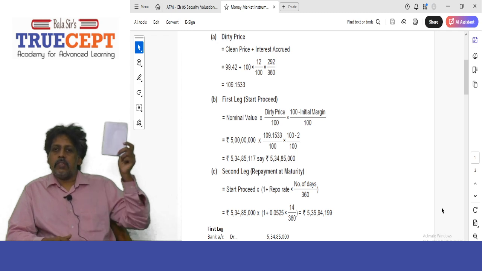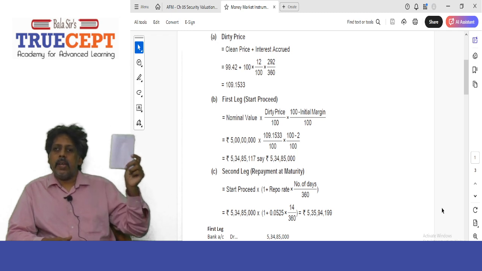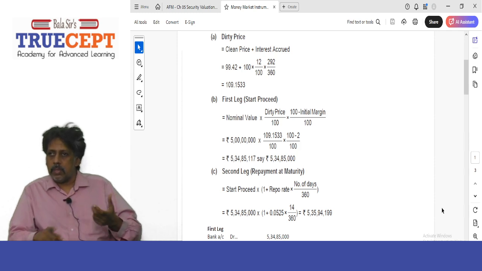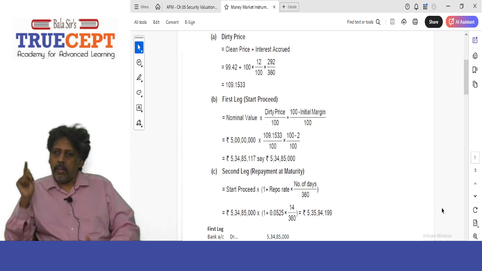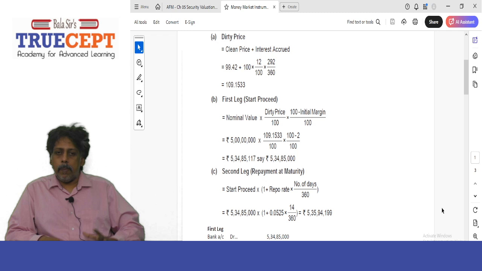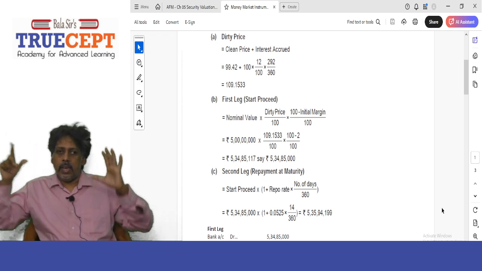That means what is the loan given by bank B to bank A? It is 5 crore 34 lakh 85,000. The 117 has been rounded down to rupees 5 crore 34 lakh 85,000, right? Yes, sir. That is the loan given by banker B to banker A.